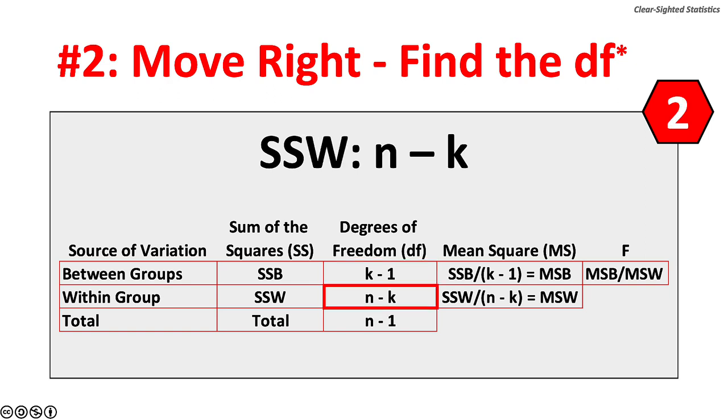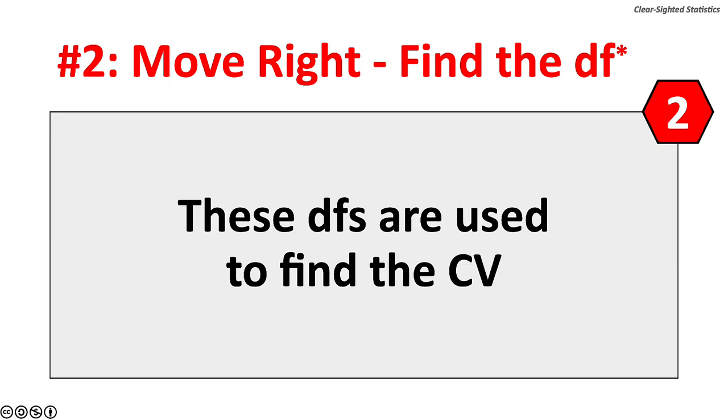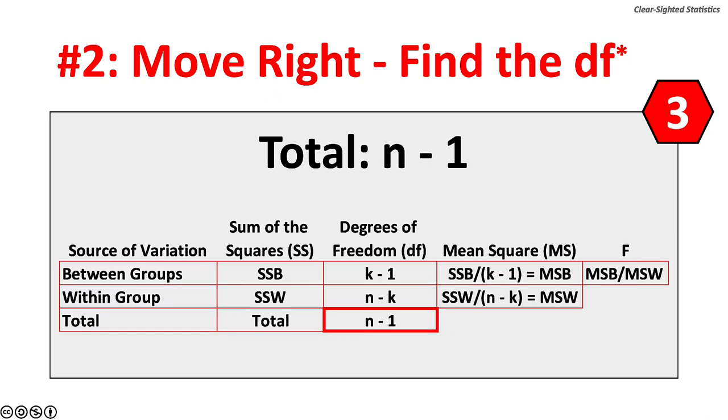The second degrees of freedom is for the sum of the squares within groups. This is the second row of the ANOVA table, and it is the degrees of freedom in the denominator. It is found by the total number of observations regardless of treatment, N, minus the number of treatments, or K. To repeat, these two degrees of freedom are used to find the critical values for F, as well as calculate the two mean squares.